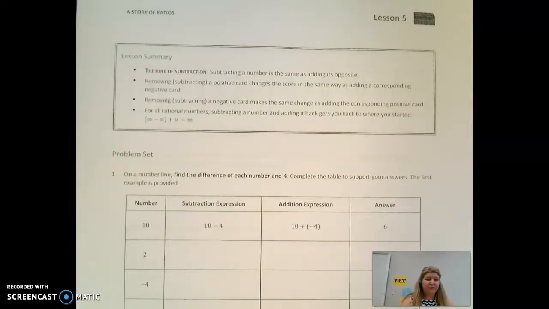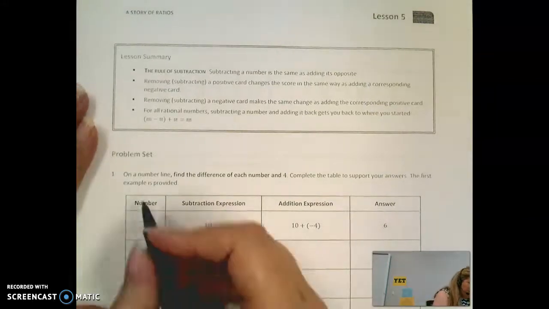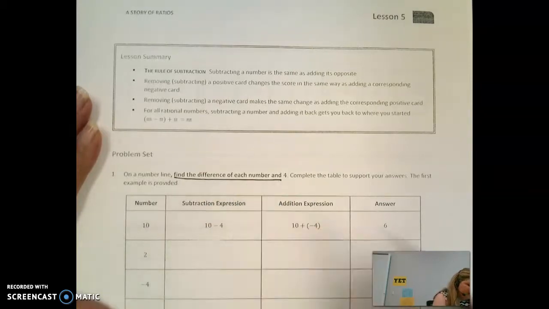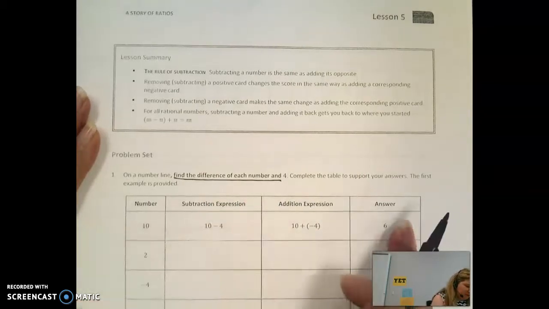Hello, today we're going to look at the Lesson 5 problem set. So, just going to get started here. I'm going to use a black marker to go over these. So, on number 1, you were supposed to find the difference of each number and 4. The first row is done for you.